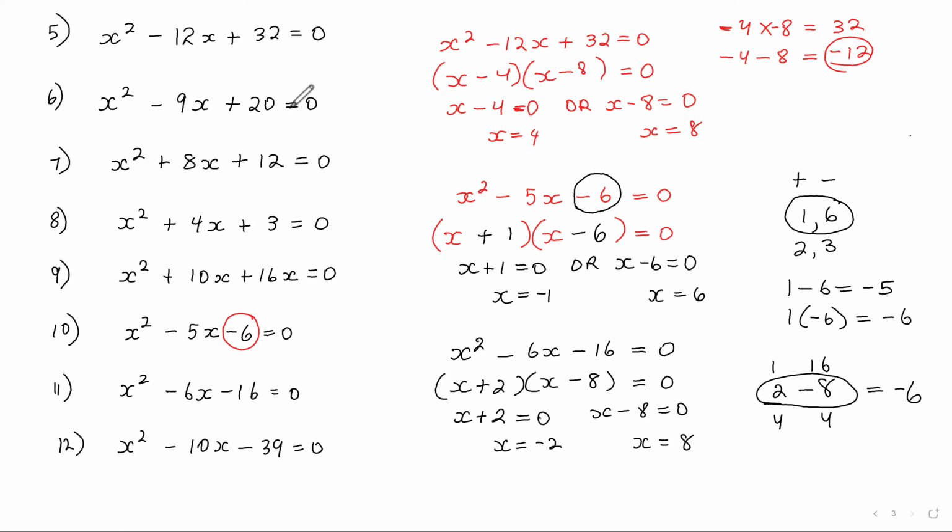So for number 12, it would be x. Now the factors of 39 that would multiply to give me negative 39 and at the same time add or subtract to give me negative 10 would be 3 and 13. So x plus 3 and x take away 13. Because 3 take away 13 is negative 10, and 3 times negative 13 is negative 39. So the full answer here will be x is equal to negative 3, x is equal to positive 13.